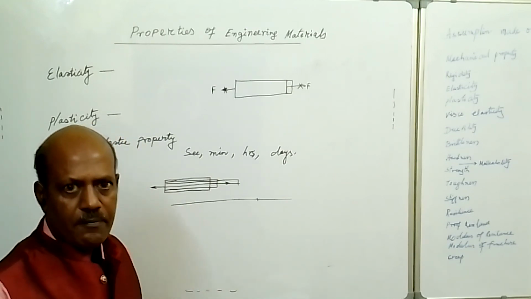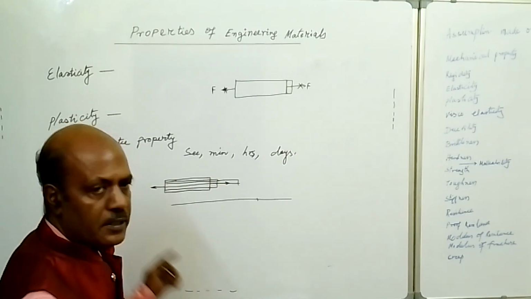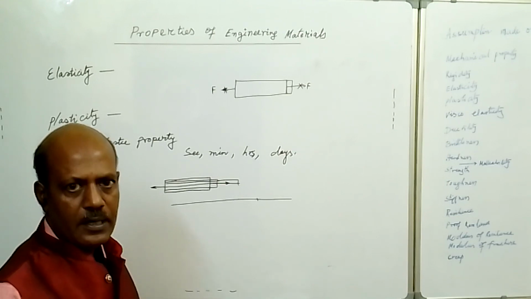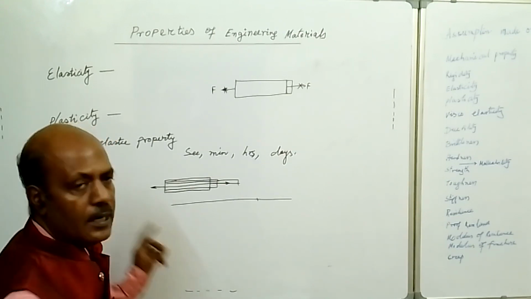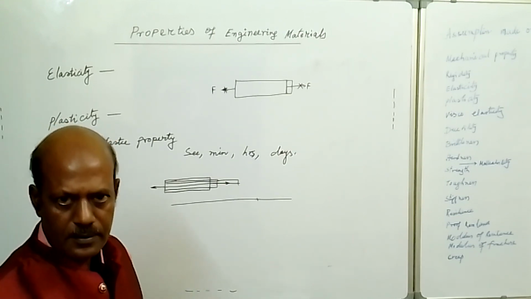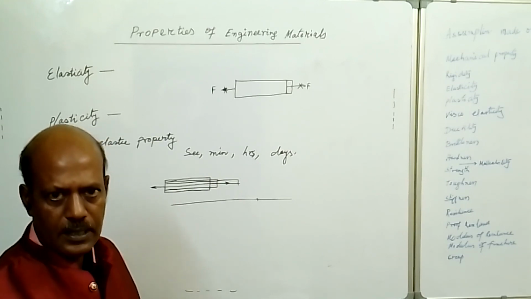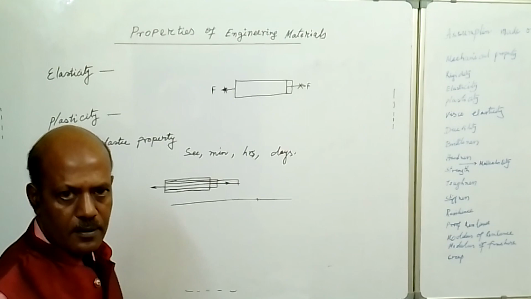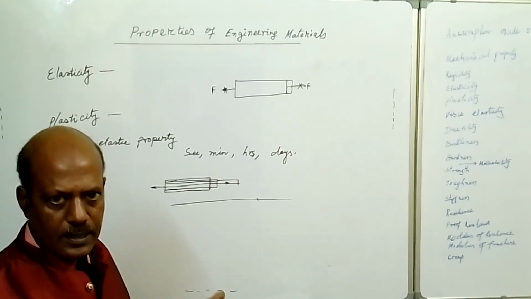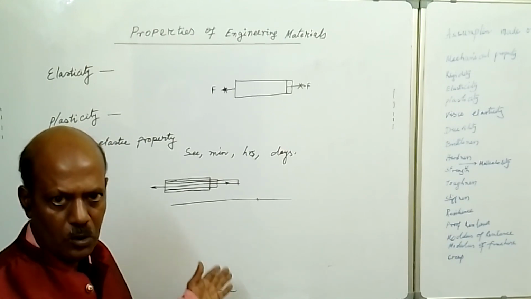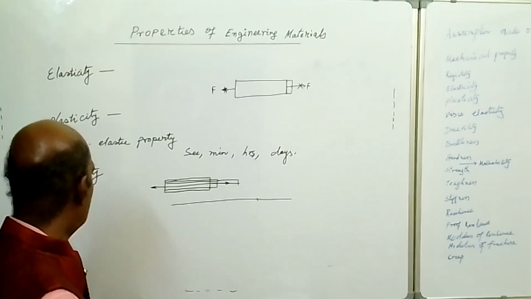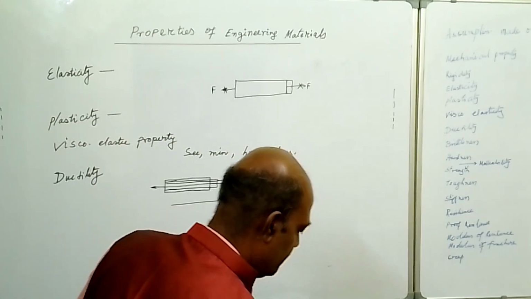The material which shows this ductility behavior is called ductile material, like mild steel, copper, aluminium, etc. So these materials are called ductile materials.